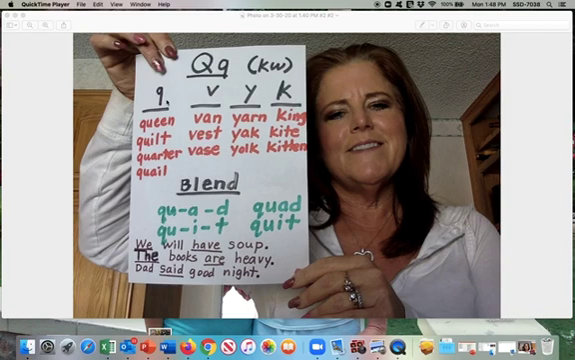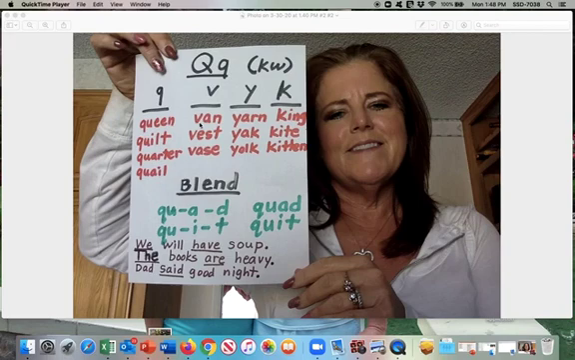So some example words for the Q, we have queen, repeat after me, queen, quilt, quarter, quail. These four words are all examples using the letter Q.